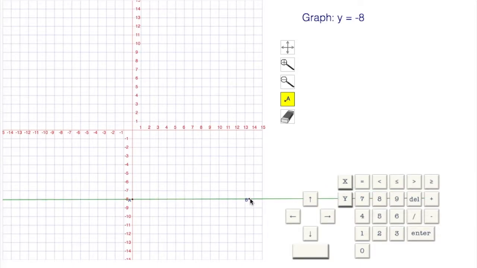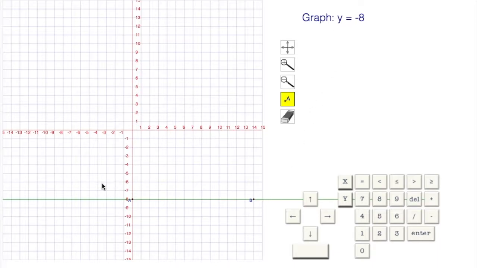5. Now, this line is made up of infinitely many points where the y value is -8. The x value can be anything. That's why we call this line y is always -8, and it is a horizontal line. If you think in terms of y equals ax plus b, the a multiplying the x, notice there's no x, so the a must be 0. The slope is 0. And notice it's flat.